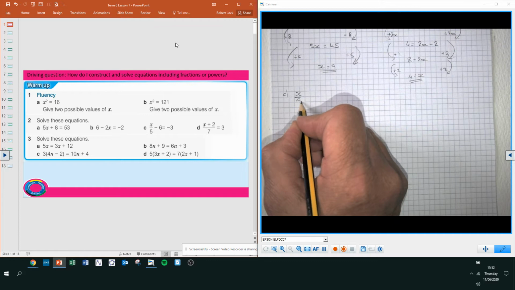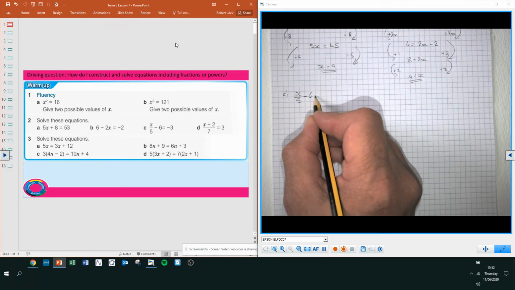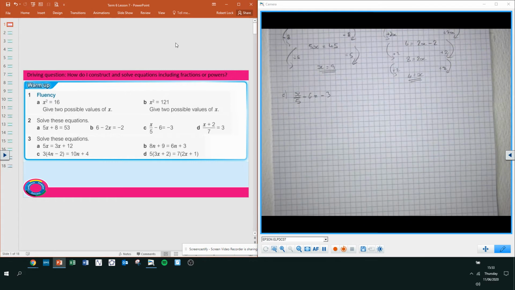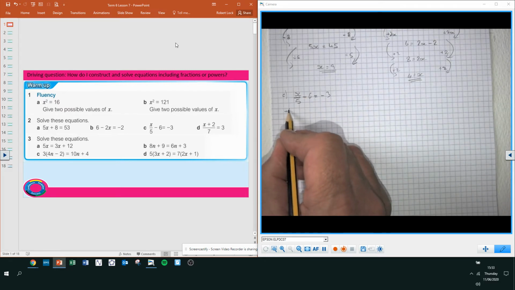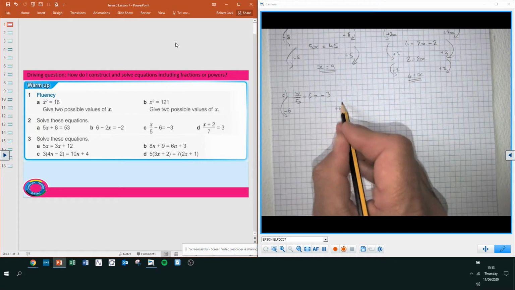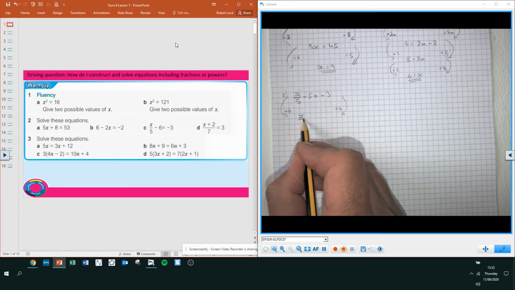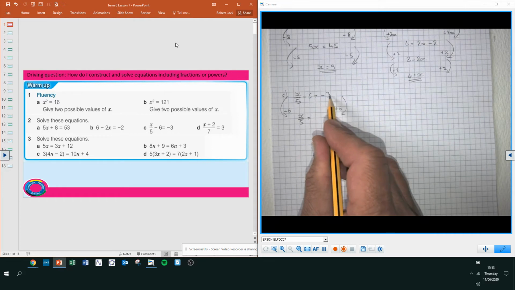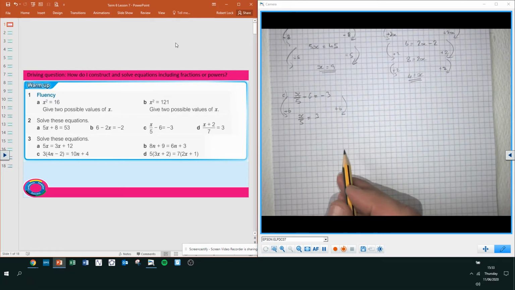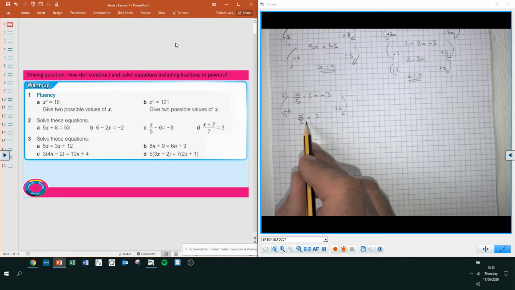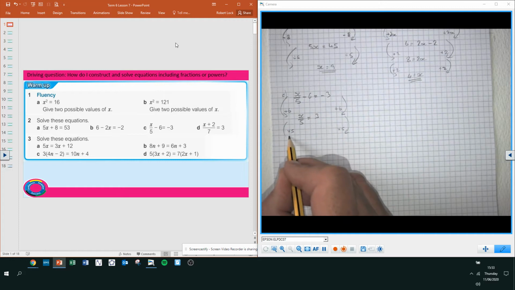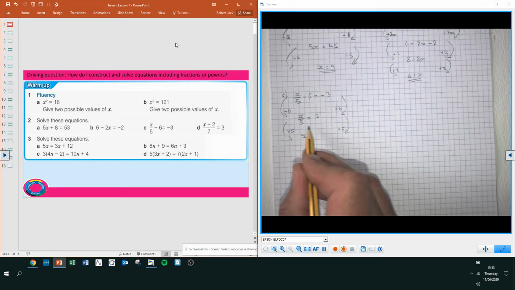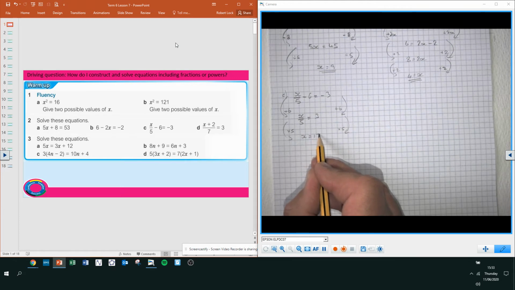x divided by 5 minus 6 equals minus 3. Get rid of the minus 6 first. We need to add 6 to both sides. So we end up with x divided by 5 equals minus 3 add 6, which is 3. To get rid of divide, we need to times both sides by 5. So times by 5, times by 5. End up with x equals 5 times 3 is 15.